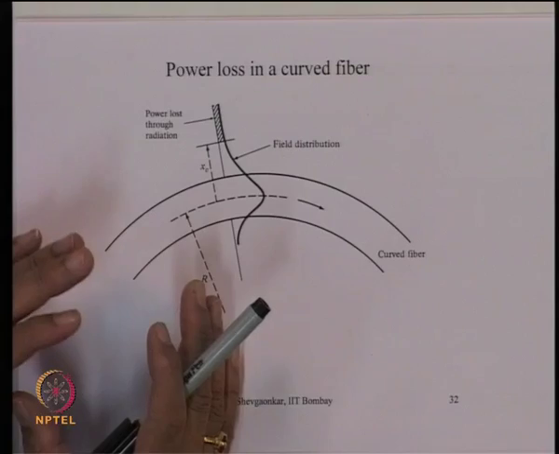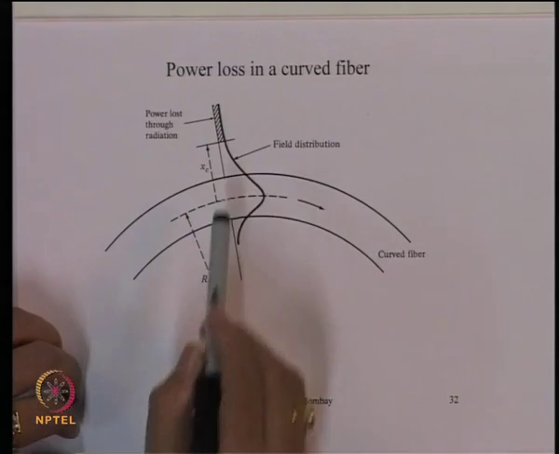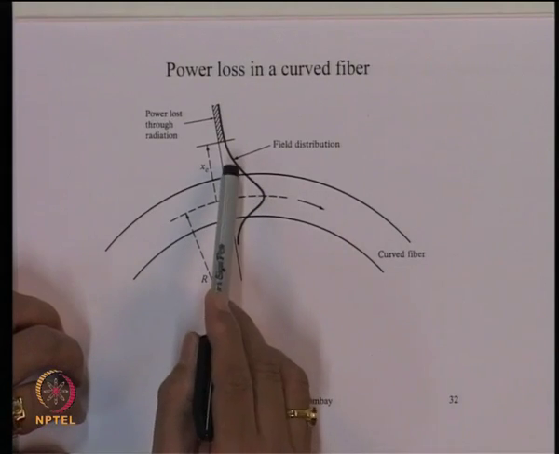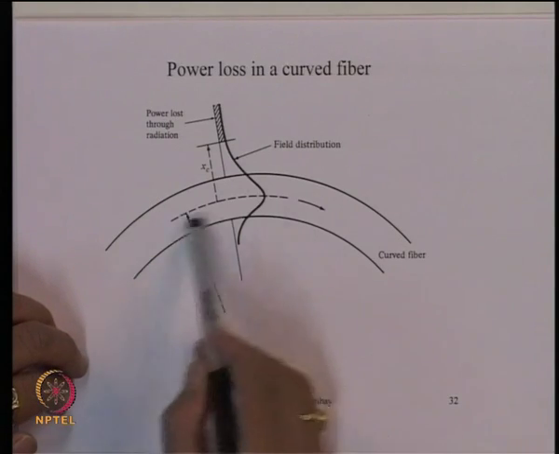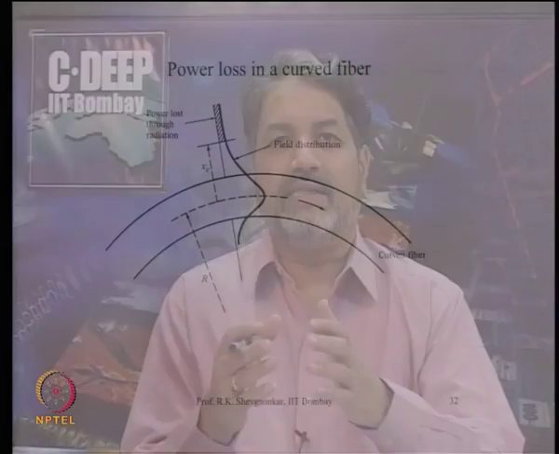However, one can calculate this. The analysis is not very trivial. You have to do some very rigorous analysis to calculate what is called the radiation loss. And what can be shown is that this radiation loss is a very strong function of this radius. So, if you bend the fiber very gently, and the radius of curvature is of the order of tens of centimeters, the radiation loss is practically negligible. But if you consider a radius of curvature of the order of a few centimeters, then this radiation loss increases very rapidly.